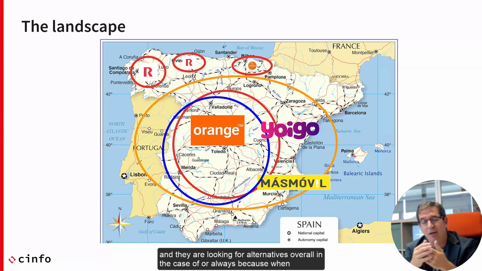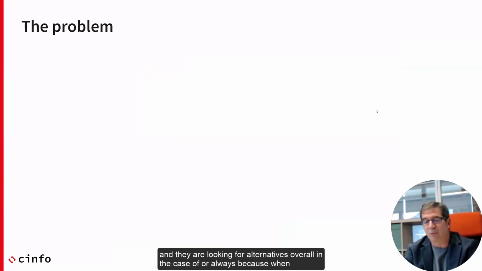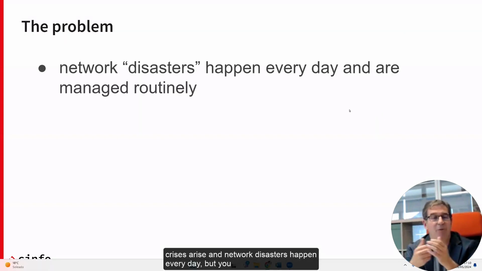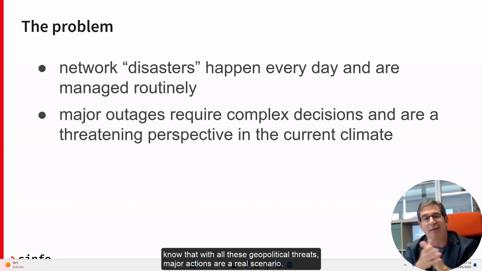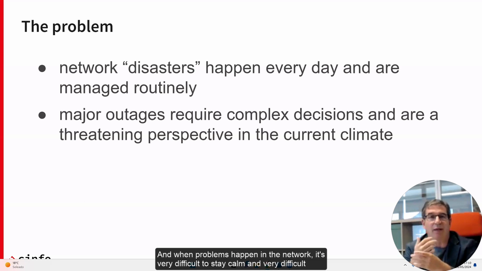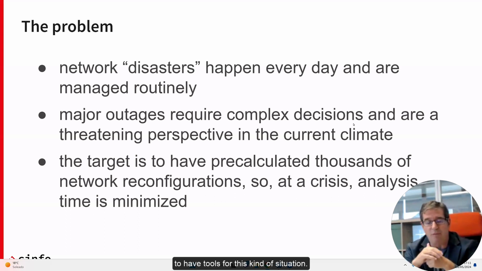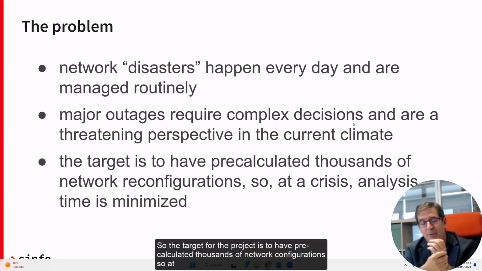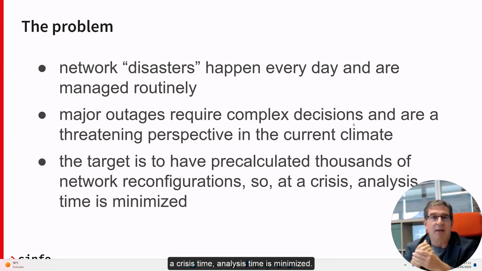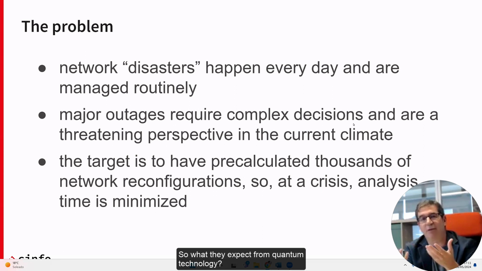and they are looking for alternatives overall in the case of problems, because when crises arise and network disasters happen every day and are managed routinely, but you know that with all these geopolitical threats, major outages are a real scenario. And when problems happen in the network, it's very difficult to stay calm and very difficult to take decisions, because everything is chaos and all is predictable chaos, and they want to have tools for this kind of situation. So the target for the project is to have pre-calculated thousands of network configurations, so at crisis time, analysis time is minimized.